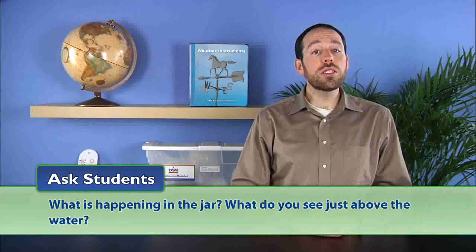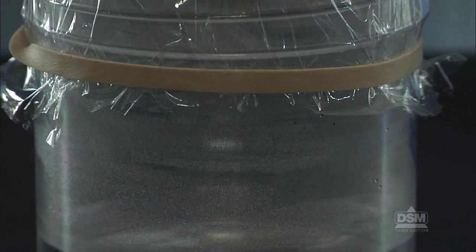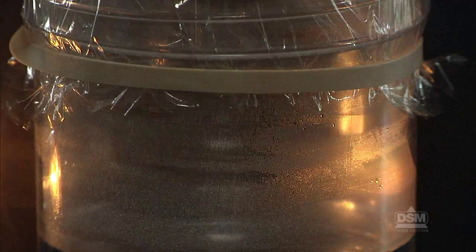Ask students, "What is happening in the jar? What do you see just above the water?" Students should observe that the air in the jar is getting cloudy. Some of the students may note that the water is evaporating or changing to water vapor as it enters the air. Explain that the water vapor they observe is actually a miniature cloud. To see the cloud better, have a student place a piece of black construction paper behind the jar. Turn off the lights and shine a flashlight through the side of the jar.